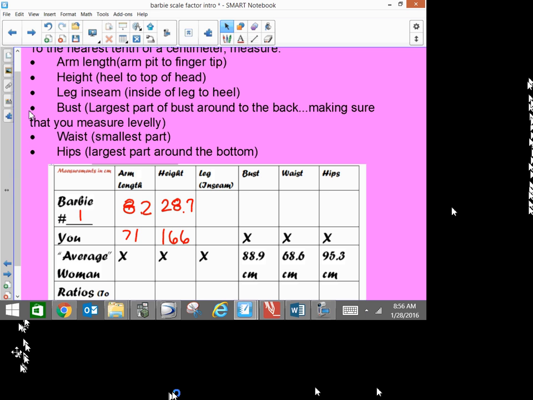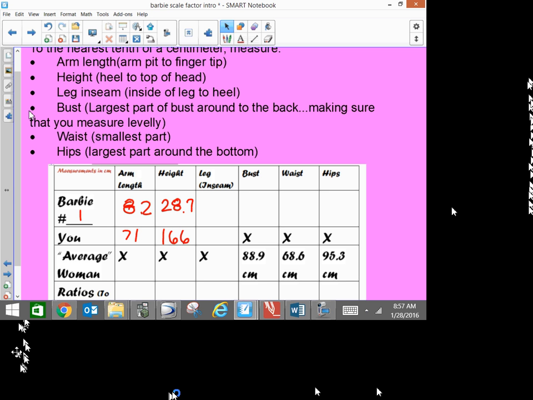All right, now the leg inseam. The leg inseam is the inside of the leg to the heel again. So again, this one's kind of scary. Your leg is very defined. Okay, not so much. So then we just take it and we measure it to the heel, in centimeters.